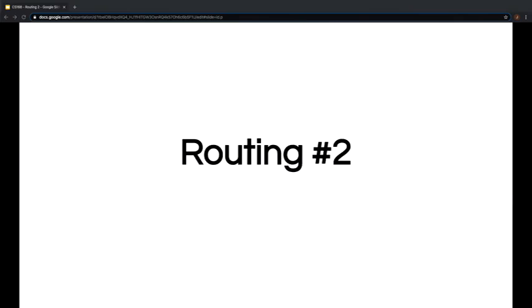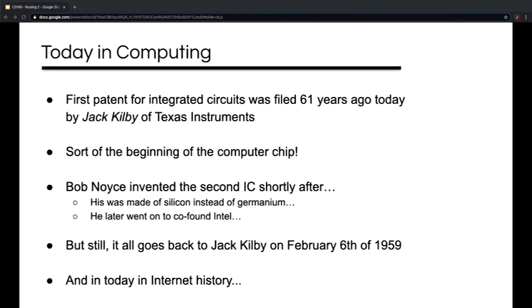All right, so today begins routing lecture 2. Starting out today in computing, 61 years ago, Jack Kilby of Texas Instruments patented the first integrated circuit, so the beginning of the computer chip. He made his out of germanium, whereas semiconductors these days are mostly made out of silicon. That was invented by Bob Noyce a little bit later. He went on to found Fairchild and then Intel. But Jack Kilby was where it started, February 6th of 1959.